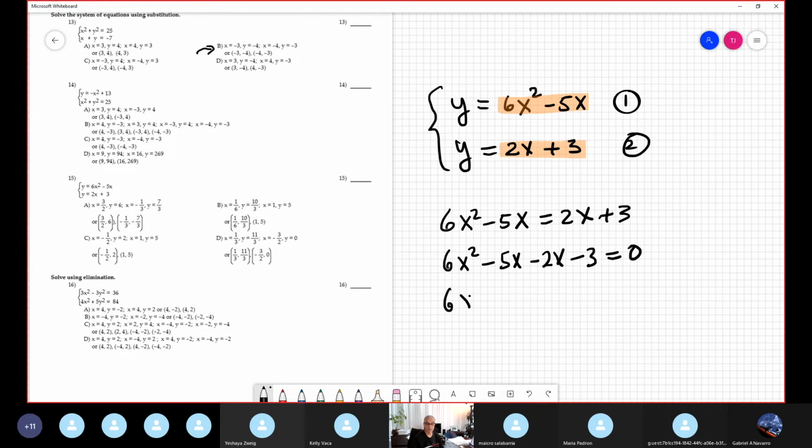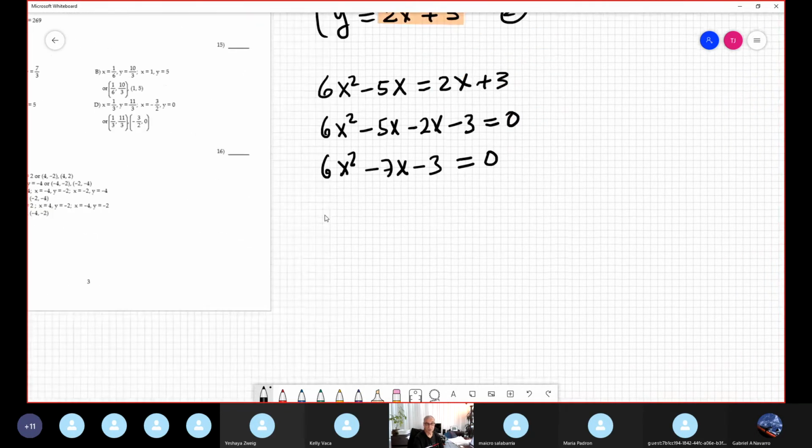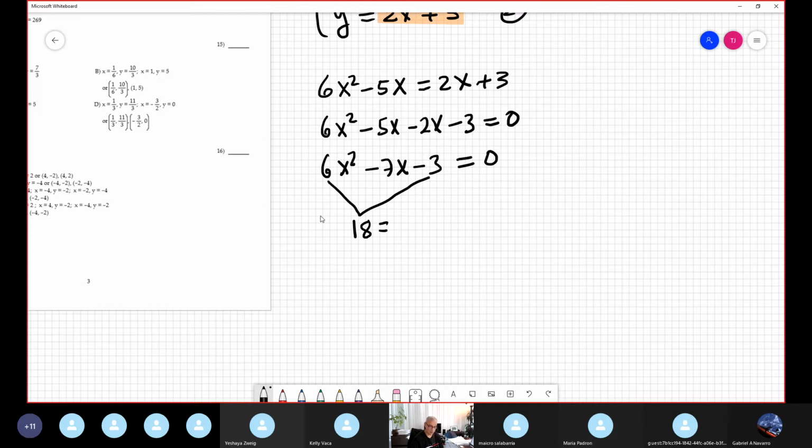We have 6x squared minus 7x minus 3 equal to 0. Well, one possibility for solving this quadratic equation is by factorization or the quadratic formula. Either way. By factorization, it's easy. Look, you multiply 6 times 3, the factorization number is 18, and the combination is obvious with 9 and 2, no? 9 times 2 is 18, and 9 minus 2 is 7.